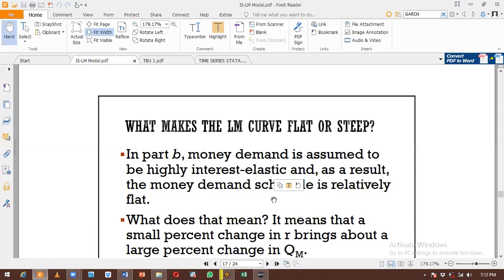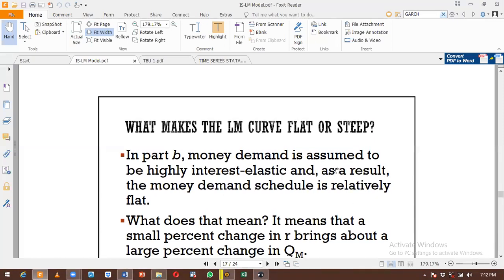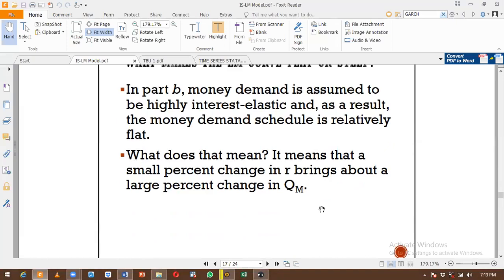Okay. All right. So this is what we've been talking about. What makes the curve steeper or not? We've seen that the shape of the LM curve depends on the interest elasticity of money demand. If it's inelastic, it becomes steeper, and vice versa.